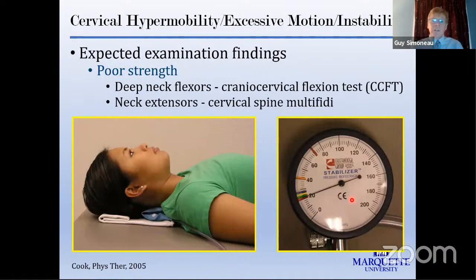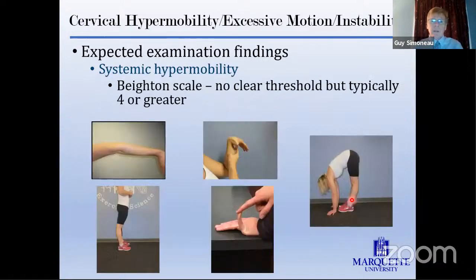So we also expect them to have weak deep neck flexors, as well as multifidi. And we expect them to probably fit a model of having excessive mobility. If you're familiar with the Beighton scale, they'll probably rate 4 or more on that Beighton scale.